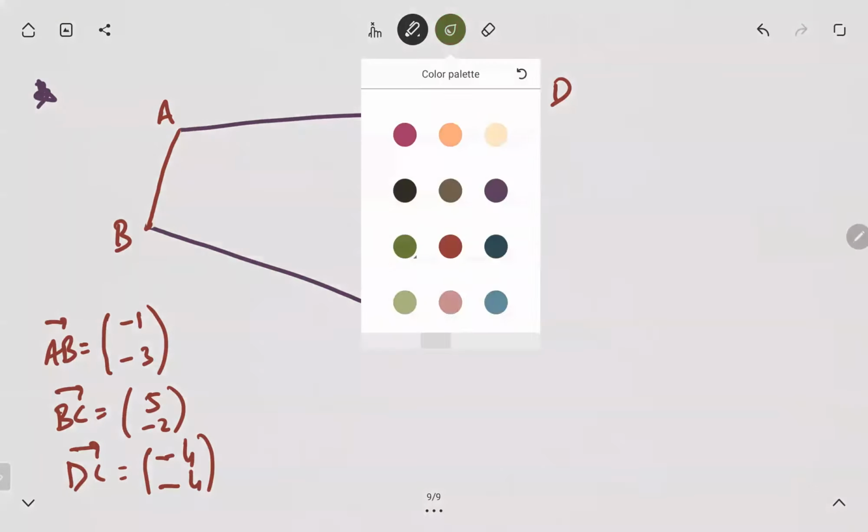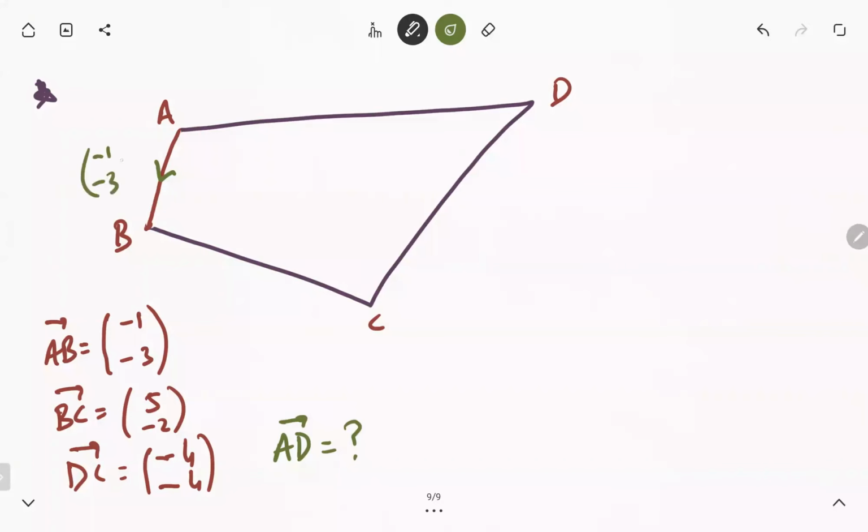We have to find vector AD. AB is given. What is vector AB? I drew the direction myself because in the question A is given. It is (-1, -3). This is given. What is BC? B to C. This is also given. And what is that? (5, -2). And what is DC? DC means this is the direction, D to C. And this is given as (-4, -4).